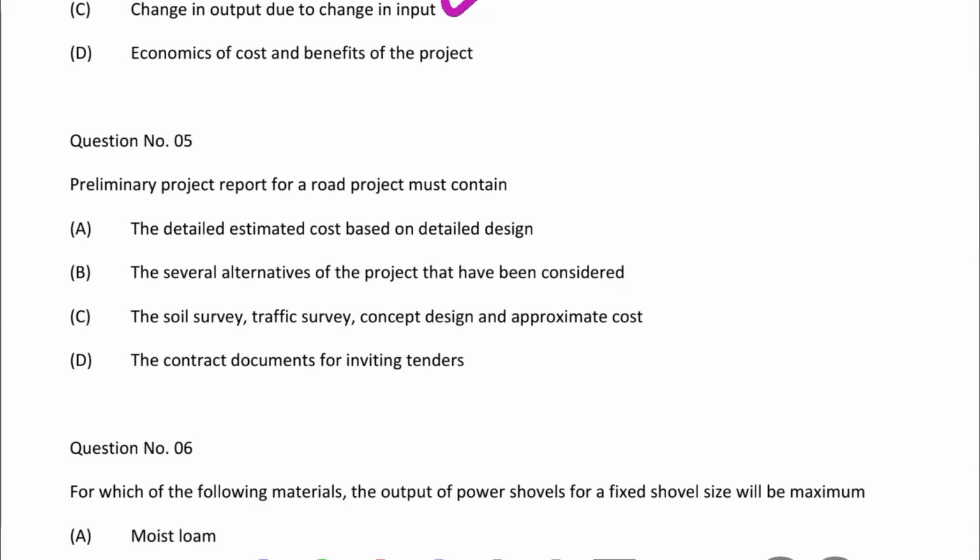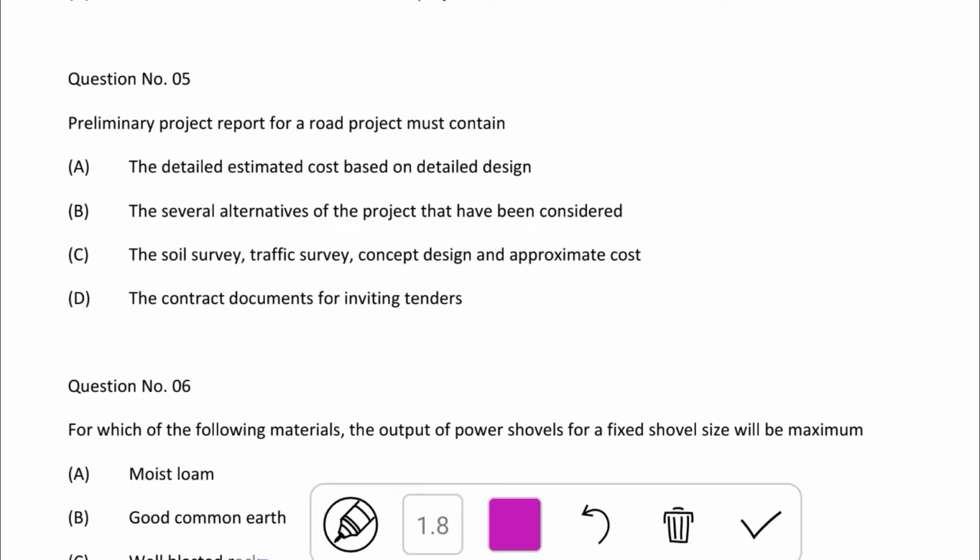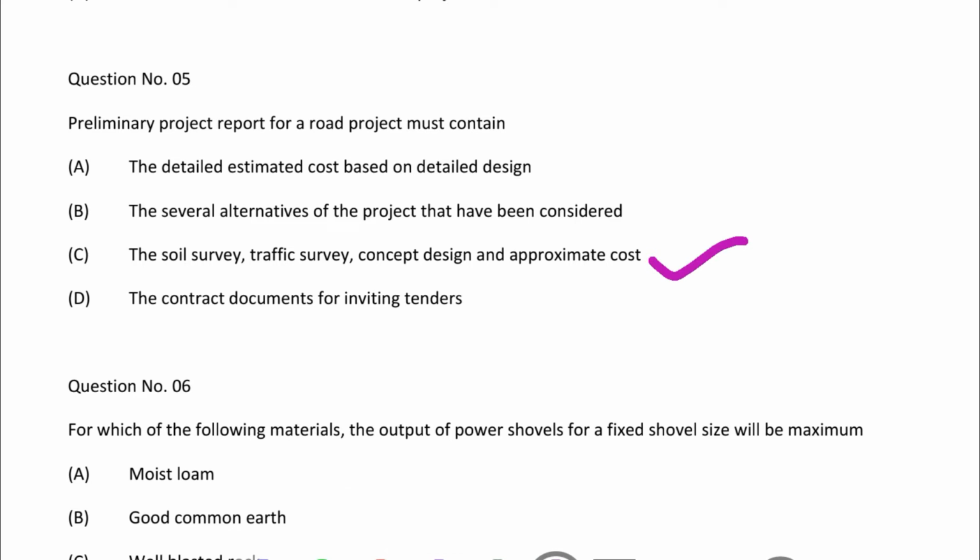So next question, the preliminary project report for a road project must contain: option A, the detailed estimate cost based on the detailed design; option B, the several alternatives of the project that have been considered; option C, the soil survey, traffic survey, concept design and the approximate cost; option D, the contract document for inviting tenders. So the correct answer is option C, the soil survey, traffic survey, concept design and approximate cost.